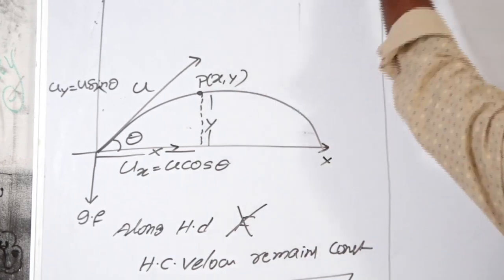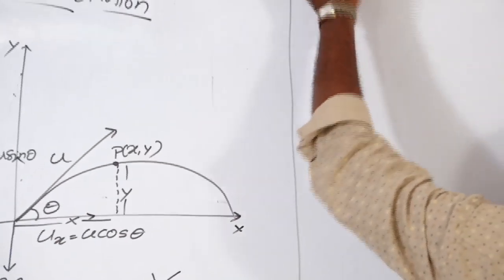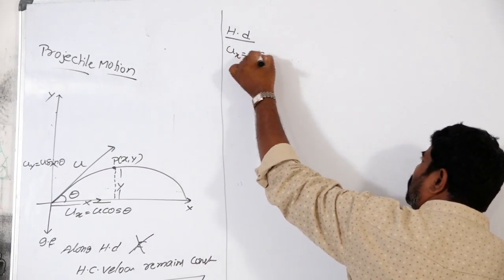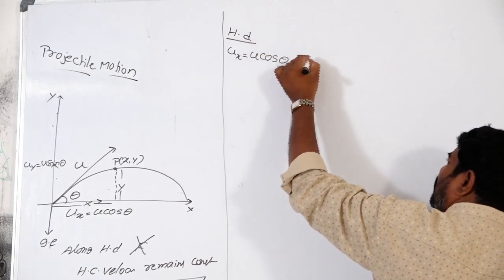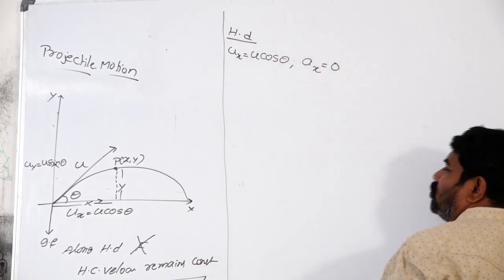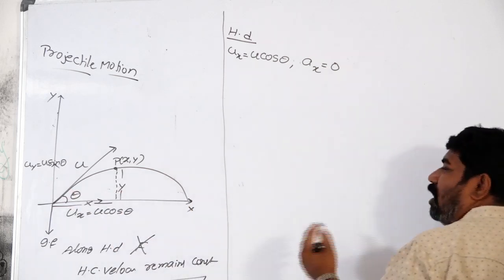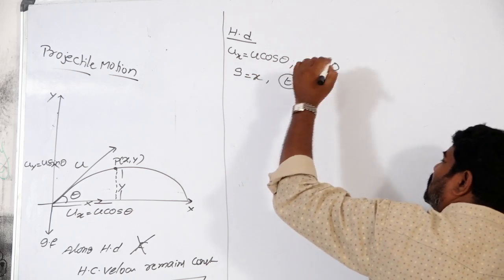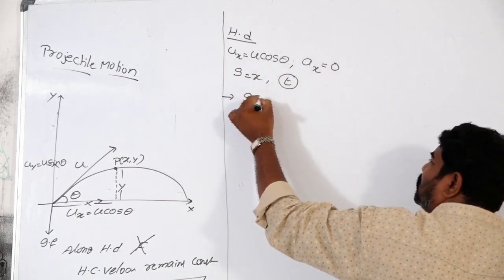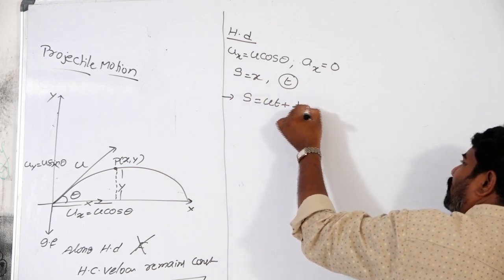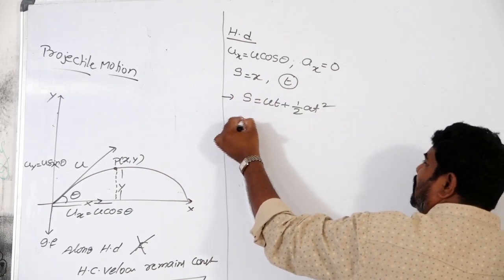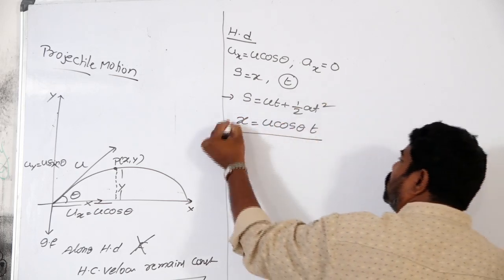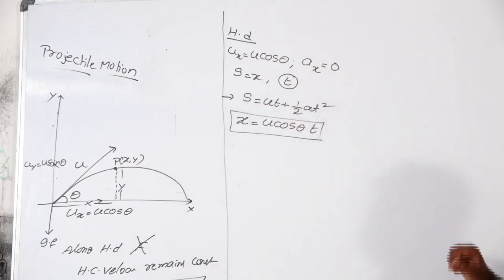First of all, what is the horizontal distance travelled in t seconds? What is the horizontal initial velocity? u cos theta. What is the horizontal acceleration? That is nothing but 0, because there is no force acting along the horizontal direction. What is the displacement? That is x in a time of t seconds. We are using the kinematic equation s is equal to ut plus half at square, so x is equal to u cos theta into t. Acceleration is equal to 0, so x is nothing but u cos theta into t.